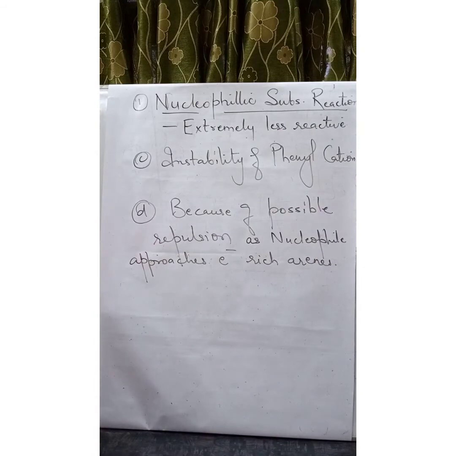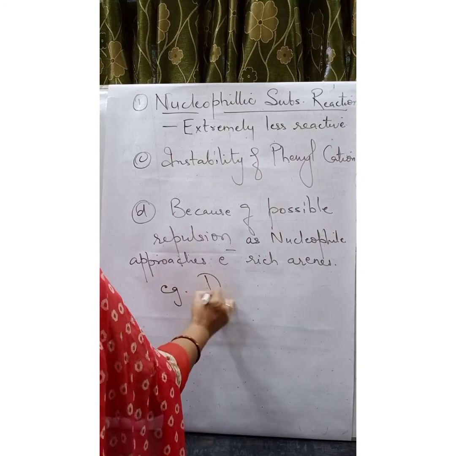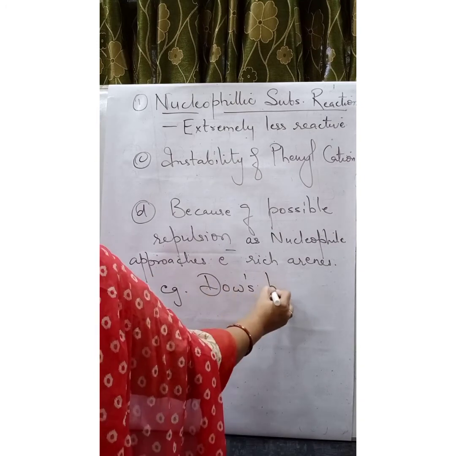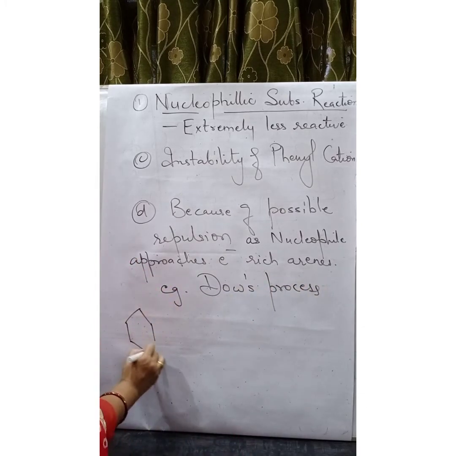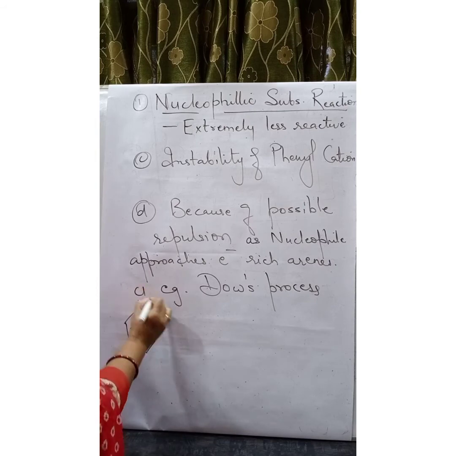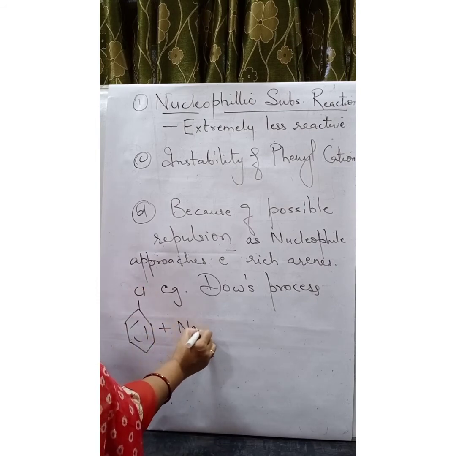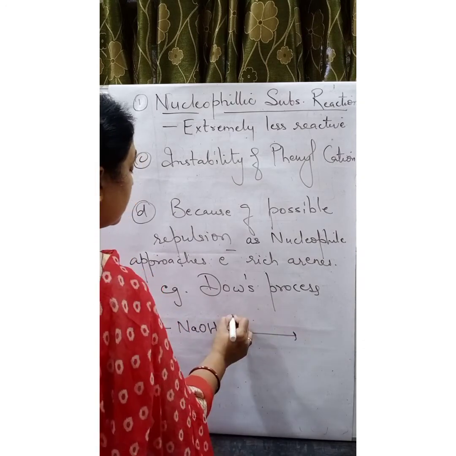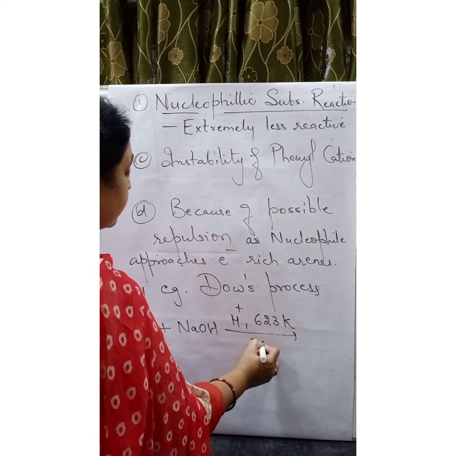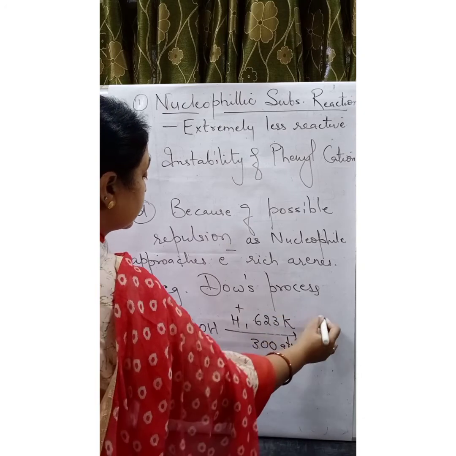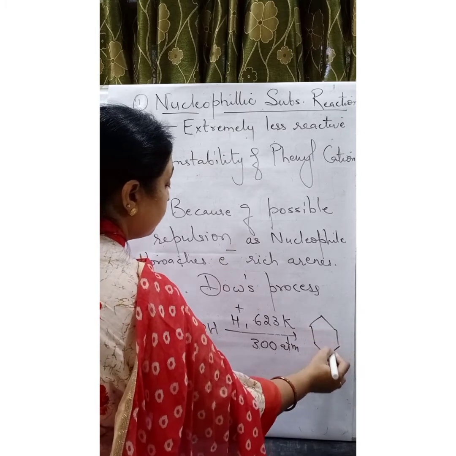However, the nucleophilic substitution reaction takes place in case of haloarenes under drastic conditions. The most common example is Dow's process for the manufacture of phenol from chlorobenzene. So chlorobenzene, when treated with NaOH in acidic medium at a high temperature of 623 Kelvin and 300 atmospheric pressure, gives phenol.